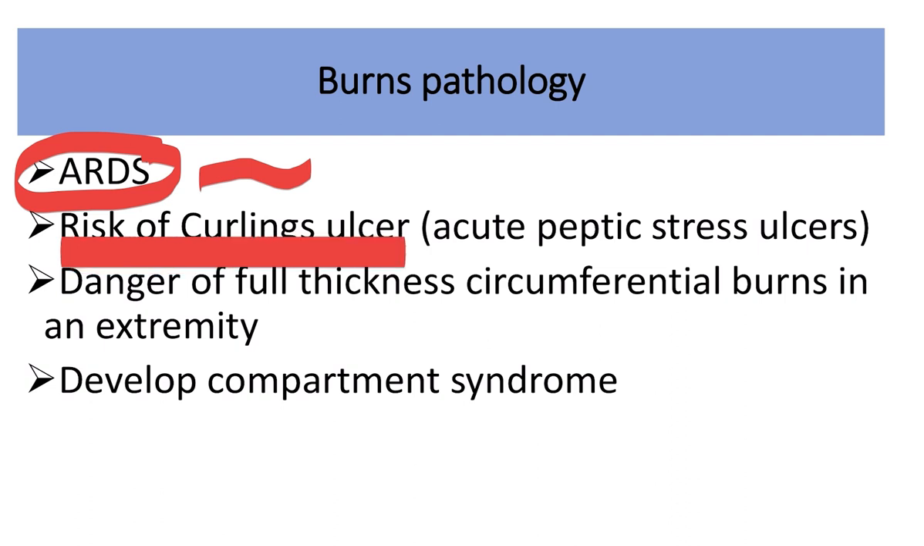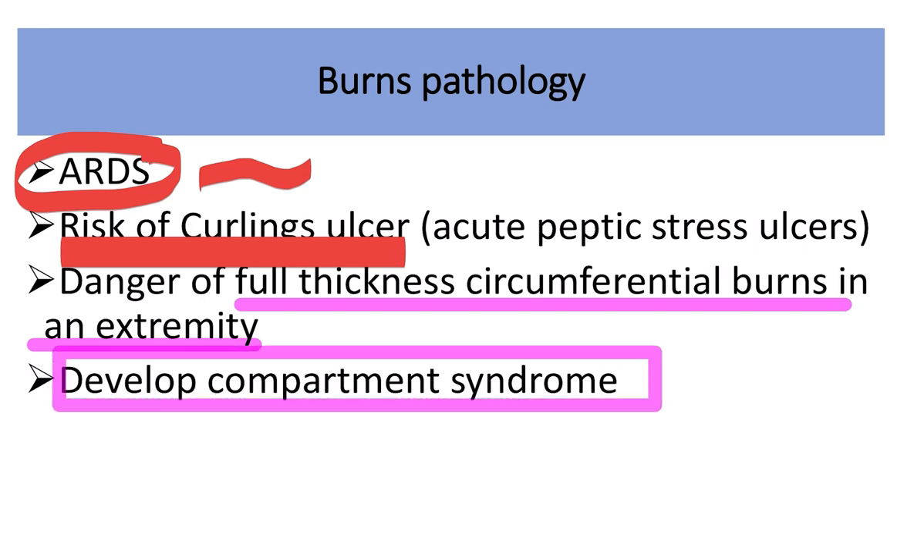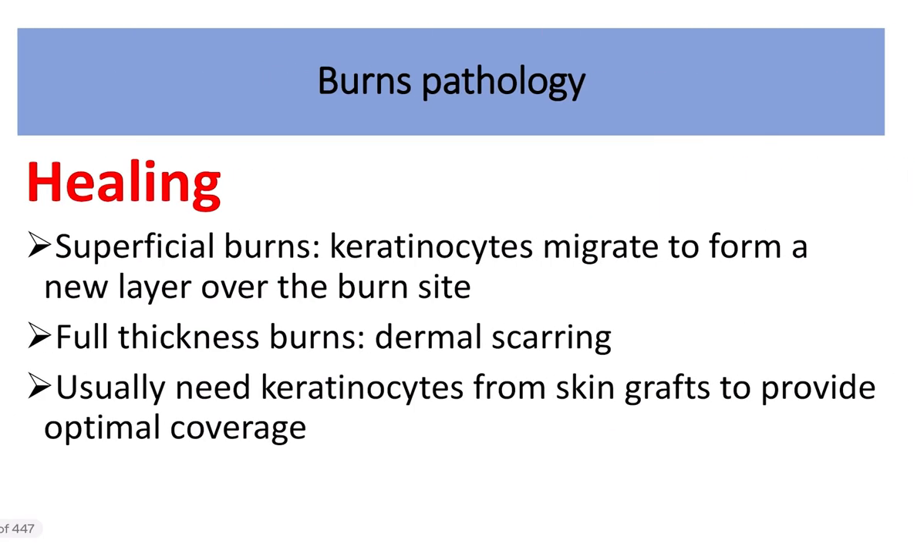So what is Curling ulcer? It is peptic ulcer disease due to the burn, because due to the burn there is also ischemia in the stomach, and as there is ischemia there is less blood supply and finally peptic ulcer develops. In case of a full thickness circumferential burn of an extremity, there is formation of eschar. In this condition escharotomy is required because there is a chance of development of compartment syndrome. So to prevent compartment syndrome, we should go for escharotomy in case of burn.